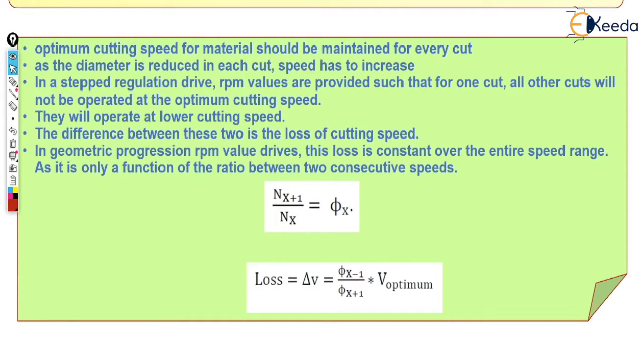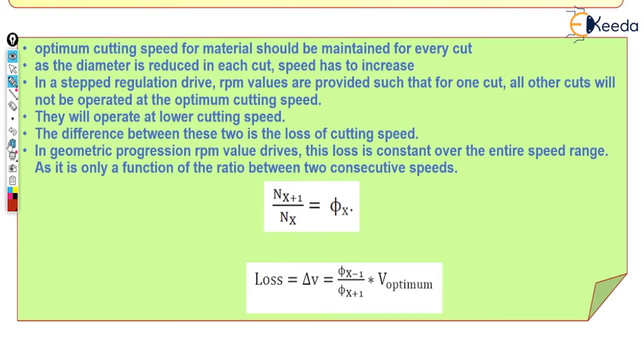Now what does it exactly show? There is a formula here: n(x+1) divided by n(x), where x is the lower speed and x+1 is the next speed that we have. So through this we can get a geometric progression ratio.